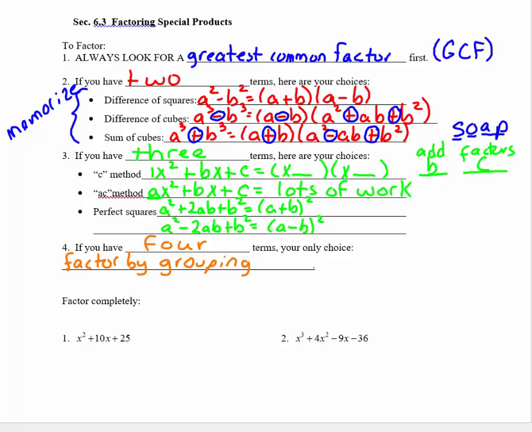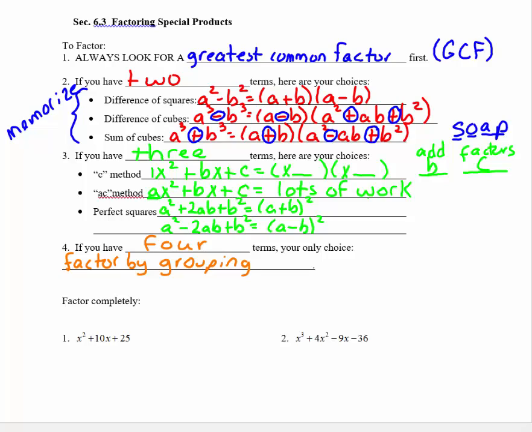So if you have 3 terms, you either have the C method to try, the AC method, or perfect squares. Number 4, if you have 4 terms, your only choice is to factor by grouping. So again, the first thing you always want to look for is a GCF, the greatest common factor. Then you'd have to decide if you have 2 terms, 3 terms, or 4 terms.